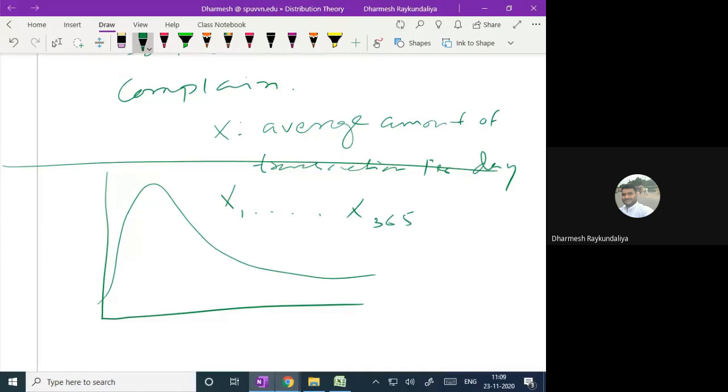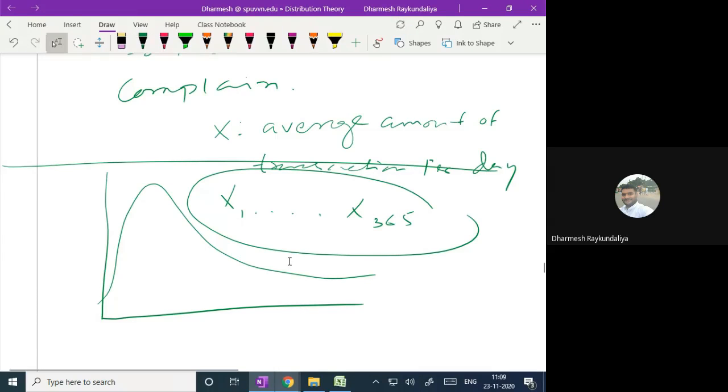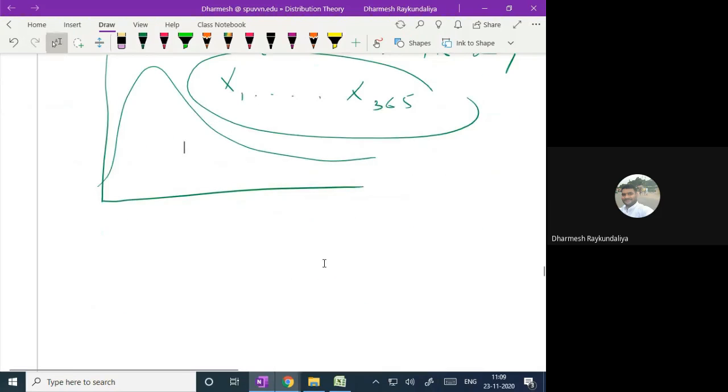Okay. So you can have the data of 1 year because the ATM is not closed on Saturday and Sunday. That is how we have the information of every day. Now we have to first make the histogram. To identify the nature of the distribution, we find out the summary measures.